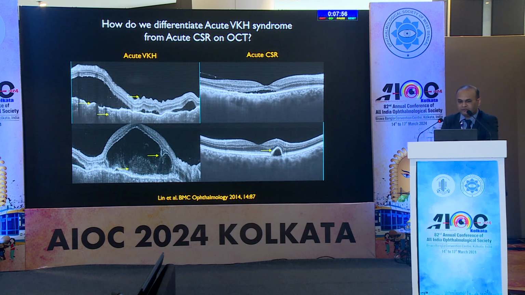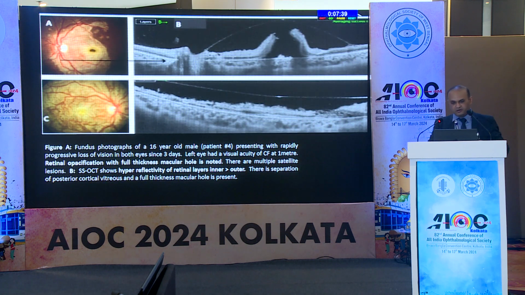So like I said, how you differentiate acute VKH from acute CSR: you see these RPE undulations over here, you see some inflammatory signs, you see this neurosensory detachment and a bacillary layer detachment. All of those will be absent in an acute CSR, and that will help you in differentiating between these two entities. Some more diseases where multimodal imaging helps us in understanding what is actually happening.